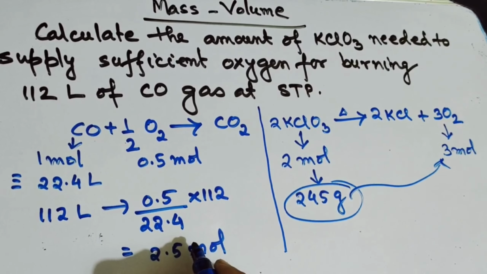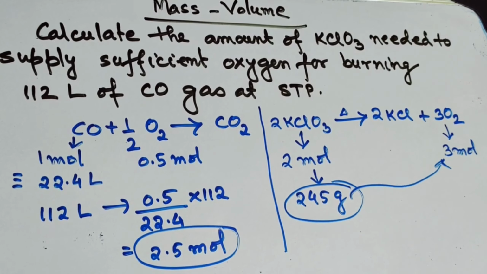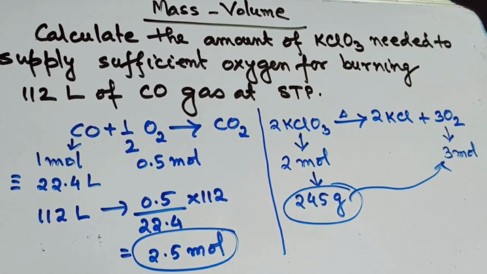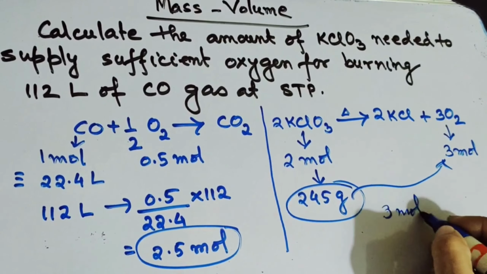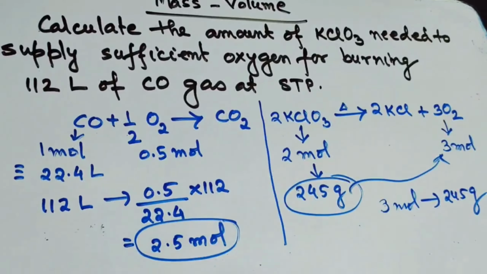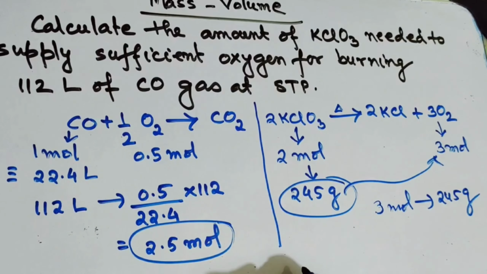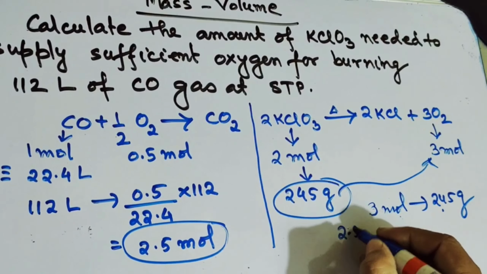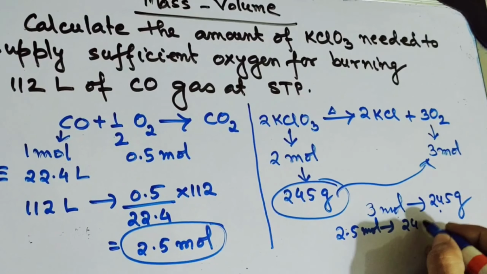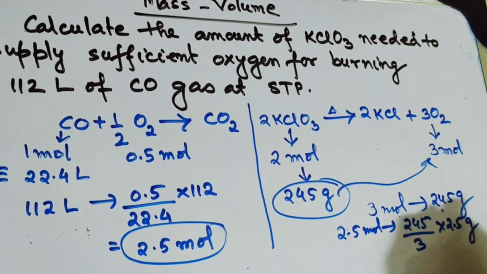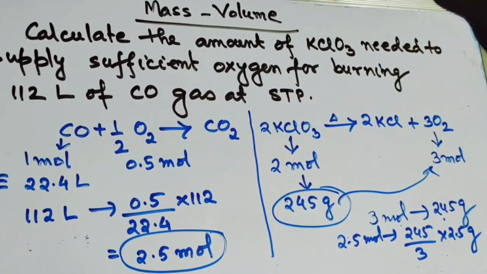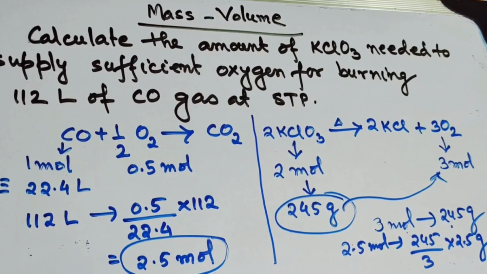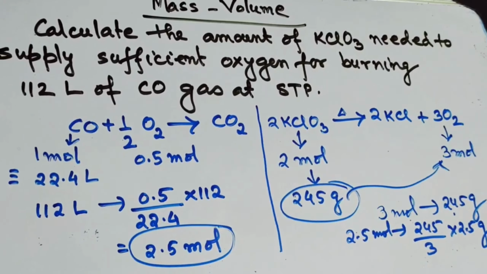But we actually want 2.5 mole of oxygen for burning the 112 liter that we have already calculated. So we need 2.5 mole. So 3 mole of oxygen is obtained from 245 gram of KClO3. Do write the complete statement during your exam. So 3 moles is obtained from 245 gram of KClO3. So 2.5 mole of oxygen will be obtained from 245 by 3 into 2.5 gram of KClO3. Check your answer and it should come out to be, I think, 204.167 gram. Do check it.